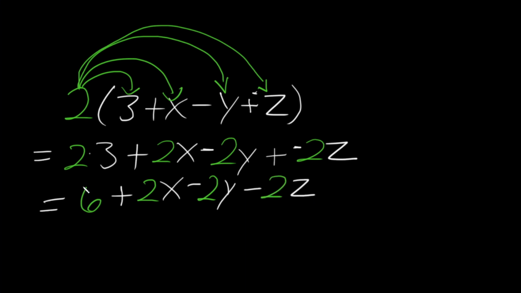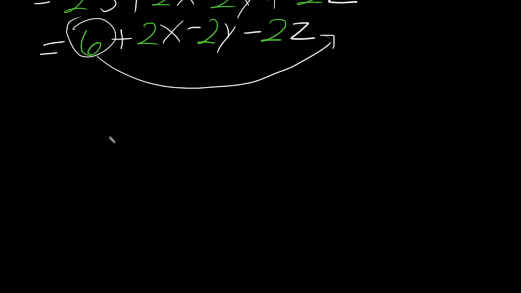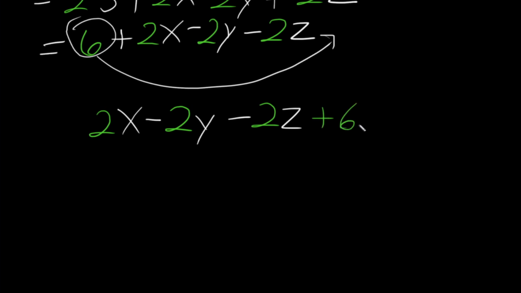The only change I would make to this final answer is I would take the 6 and move it somewhere at the end, since the constants will come after the variables. So it could read 2x minus 2y minus 2z, and because this is a positive 6, we would have a plus 6 on the end. So this could now be 2x minus 2y minus 2z, and then because the 6 in front was positive, it would be plus 6 on the end.